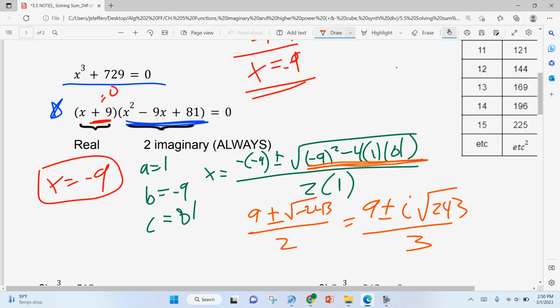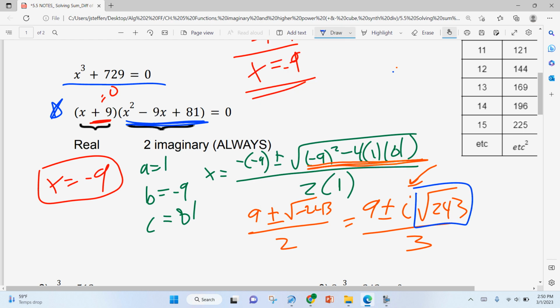Now there's two ways to do this with your calculator. You can either use your calculator and just not type that i in there. So 9 plus or minus square root of 243 over 3, and simplify that. So you could type it all in without the i. Or the way I would do it, honestly, I would just type in this last part, square root of 243.